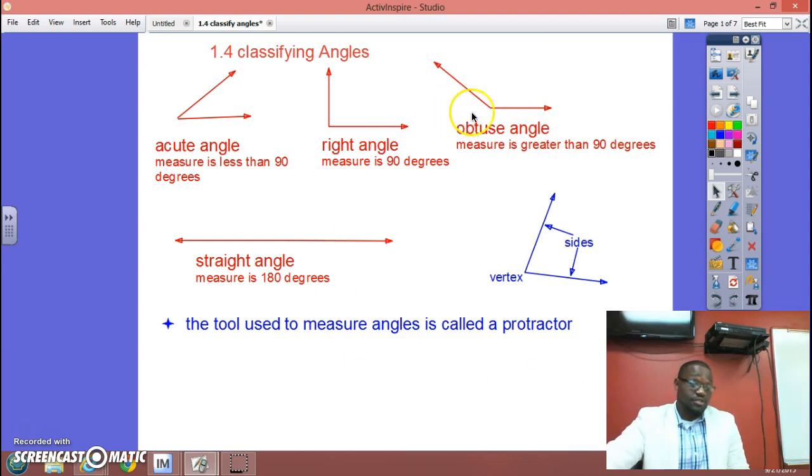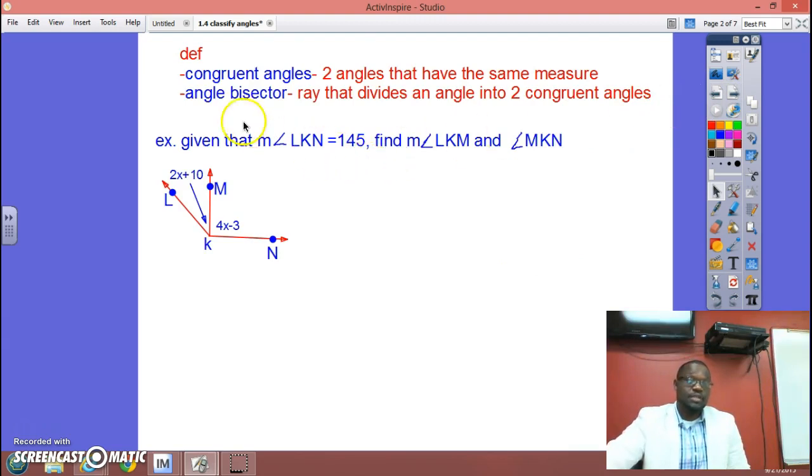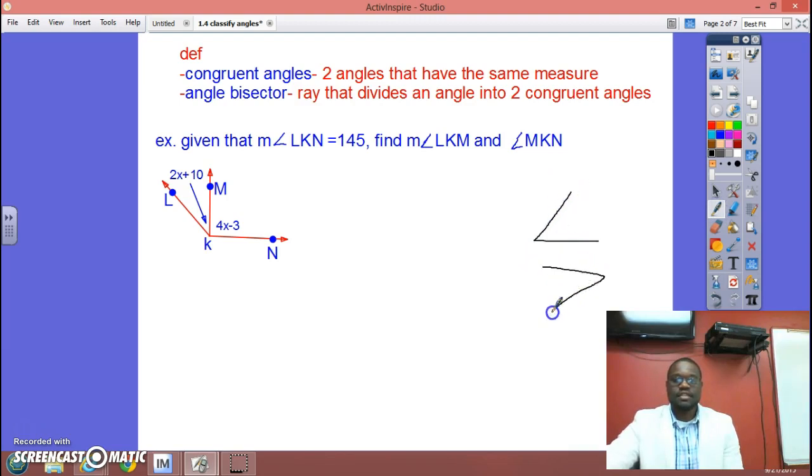Now we're going to take angles, which is what geometry does, and we're going to apply some algebra to it. But before we do that, we need to understand congruent angles and an angle bisector. Congruent angles are 2 angles that have the same measure. For example, if I had 2 angles like this, and I told you that this angle was 35 degrees and this angle was 35 degrees, then each of these are congruent to one another. It could be more than 2 angles, but we're talking about angles that have the same measure.